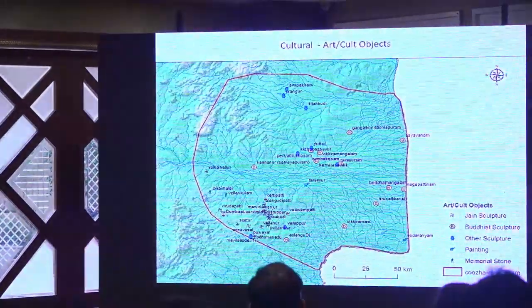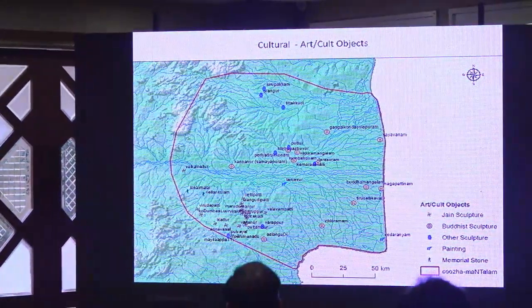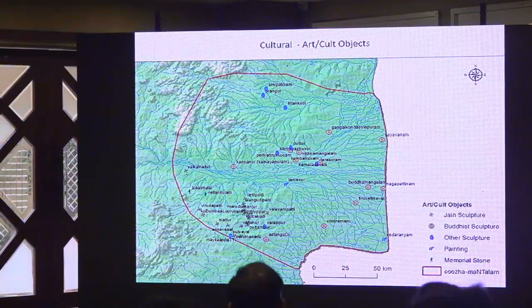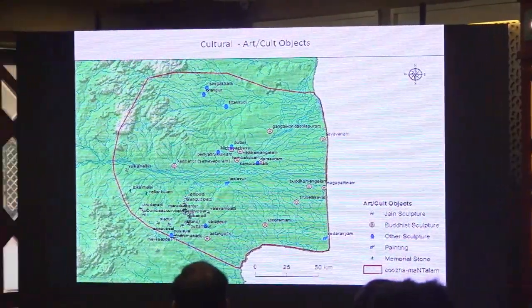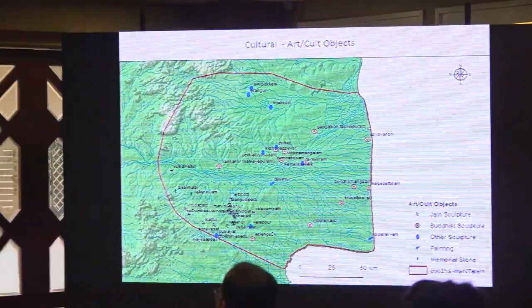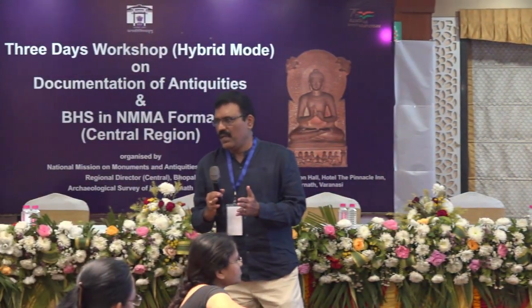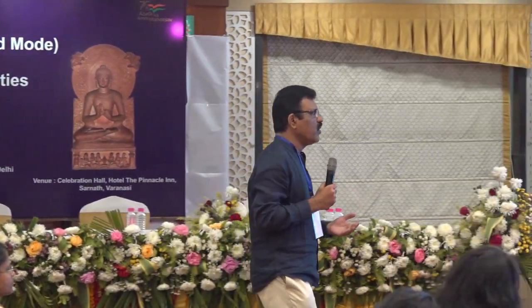Here Jain sculpture, Buddhist sculpture, other sculpture, painting, memorial stones. Because here also we face a lot of problems. Because the antiquity list is coming too much. All is possible in one. Then we regroup it. Because otherwise it's very difficult. We regroup all the things into this one category. All this we regroup into this one.